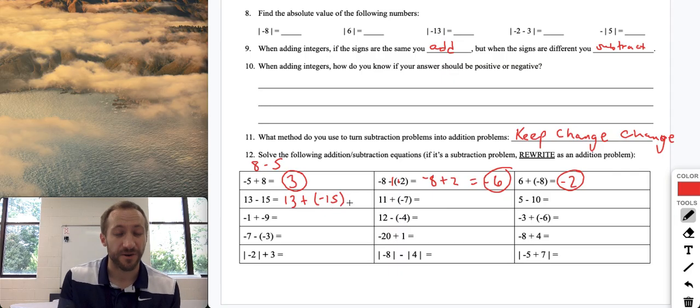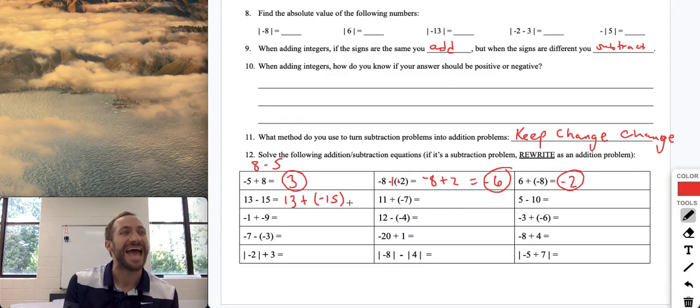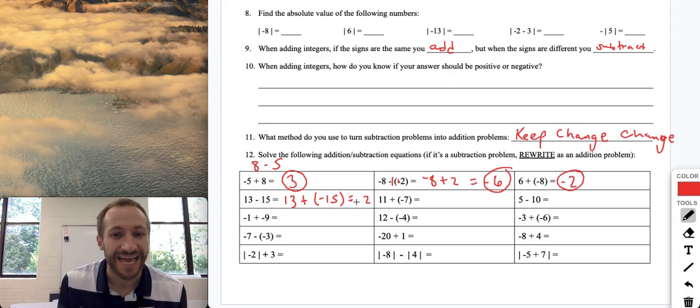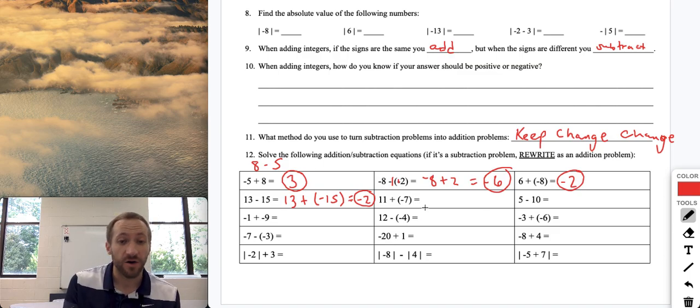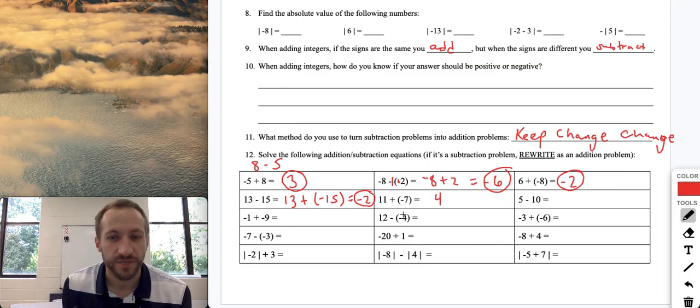The signs are different, so I'm really going to think, oh, subtract them in my head. So I'm going to get some kind of 2, and is it going to be positive or negative? The bigger number here is negative, so I'm going to have a negative 2. 11 plus negative 7, different signs, so I'm going to subtract in my head and get 4. And I have to think, is my answer positive or negative? Well, it looks like the bigger number here is the positive one. So I'm going to keep positive 4.